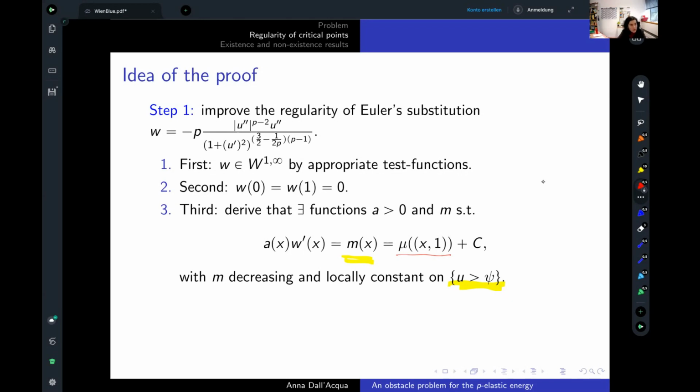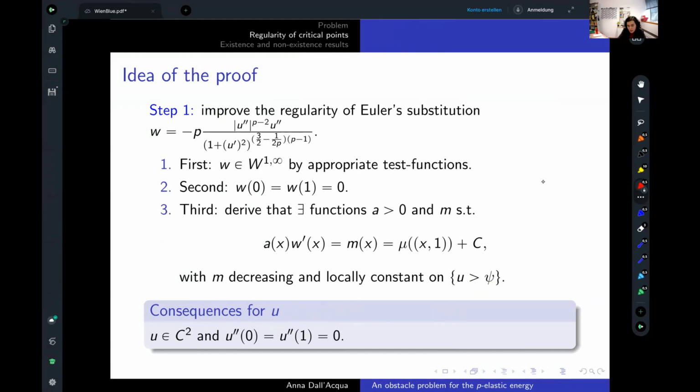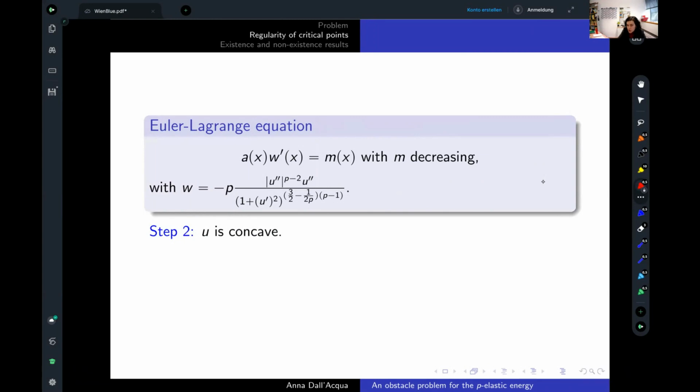From this regularity of Euler substitution, we immediately see that u is twice continuously differentiable, and the second derivative of u at 0, and then in 1. Now, the next property that we want to show is that the function u is concave. That, in other words, that w is bigger or equal than 0 in 0, 1. Why is that? So, in other words, we have been working replacing u by its concave envelope and show that the elastic energy becomes equal or even smaller, so that we can work with concave function.